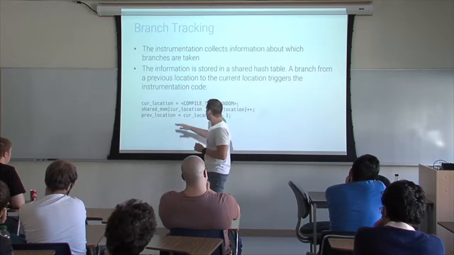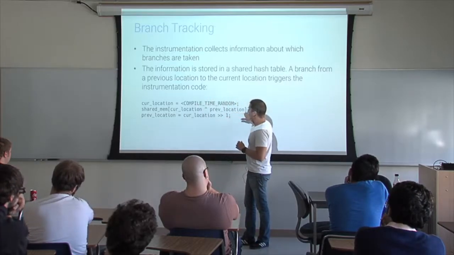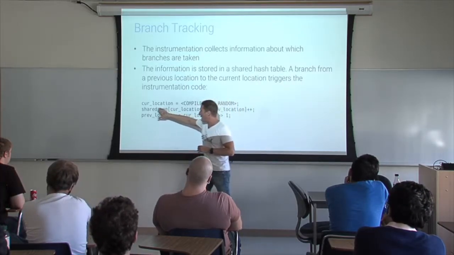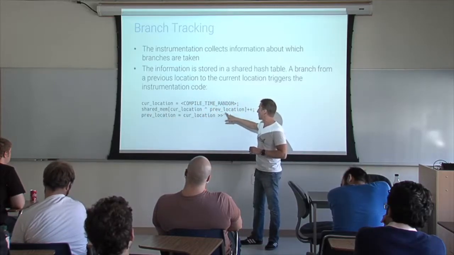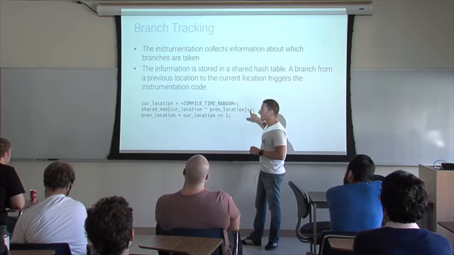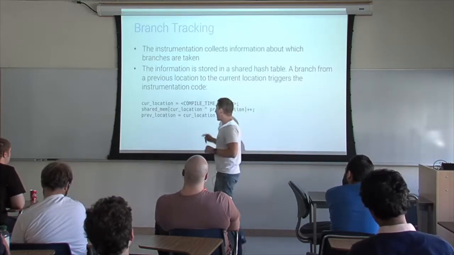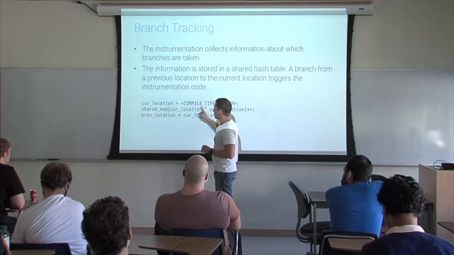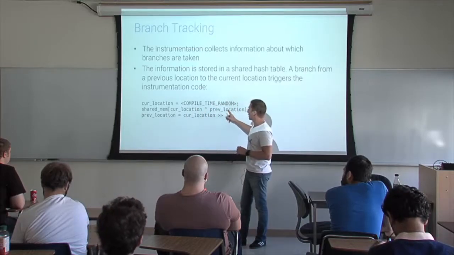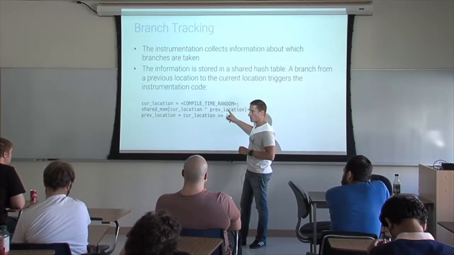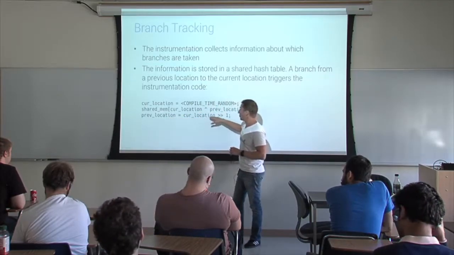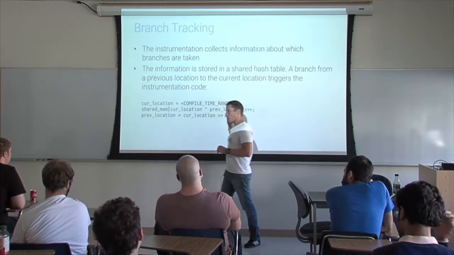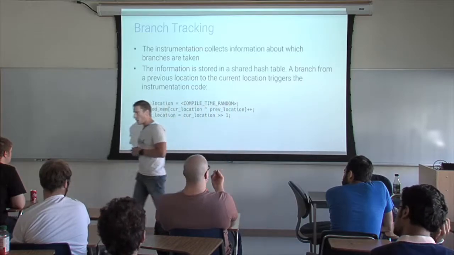So, for example, you say, I'm going to go to the index in this big hash table that is the XOR between the current location and the previous location, and I'm going to increase the index. It means I saw one more transition from previous location to current location, okay? And then I set the previous location to the current location shifted by a rotate of 1.